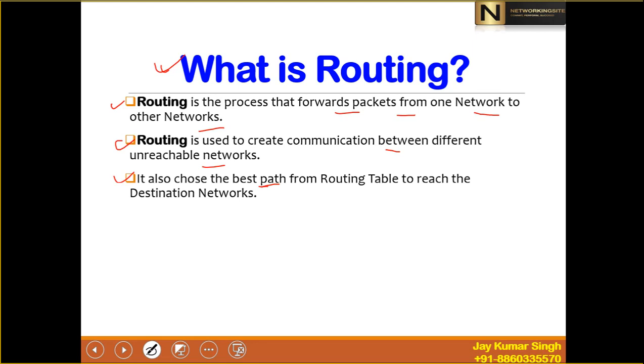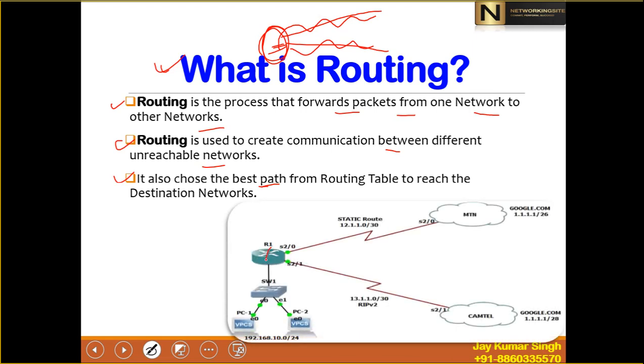Suppose you have two paths to reach a destination. The routing protocol will find which path is best. If you have this router and you want to send a packet, the router will decide whether to send through MTN or maybe through Airtel. Because if you have two ISPs, from both you can reach Google. But whether your router forwards data through one ISP, or does load balancing, all depends on the routing protocols.